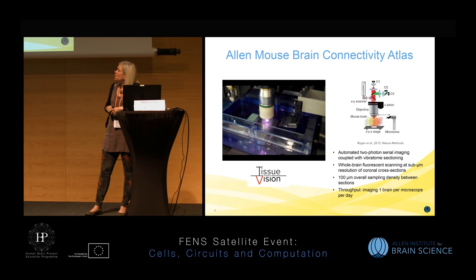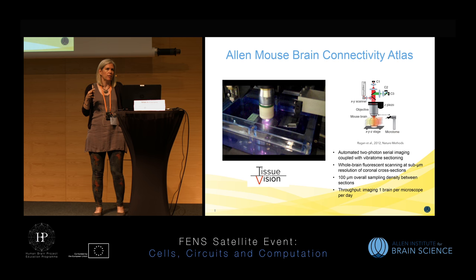So this is the machine that we use. We have a vibratome right on the microscope itself. So you're measuring the fluorescence in the block face, and then after you measure the fluorescence, the vibratome slices 100 microns off. So we're already perfectly registered in the Z-plane, so we don't have to worry about any of that registration. We've actually got the fluorescence in the undamaged or undeformed brain.